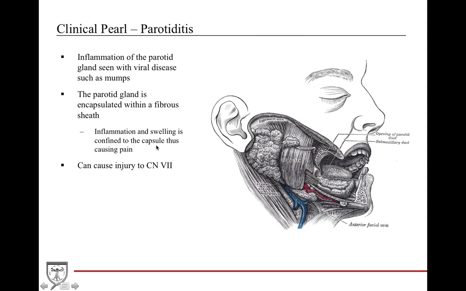So then there's another thing called parotiditis. This is where you get inflammation of the parotid gland. So this can be seen in viral diseases like mumps. This is where it becomes very painful to touch, and sometimes you can get enlargement and swelling of the parotid gland.